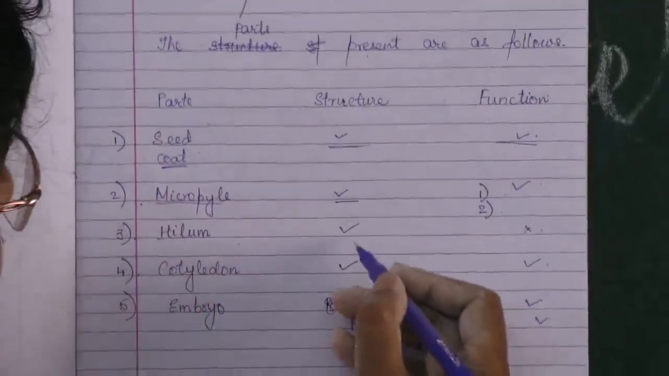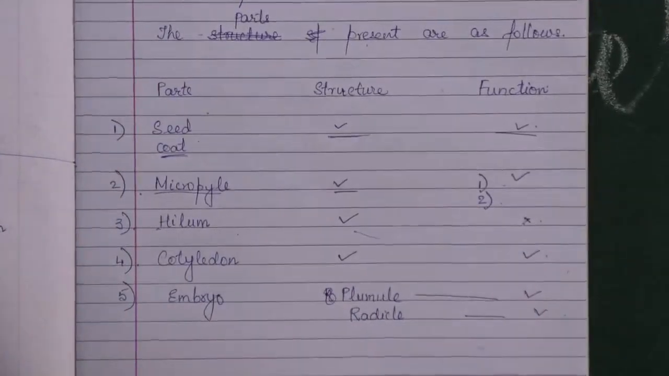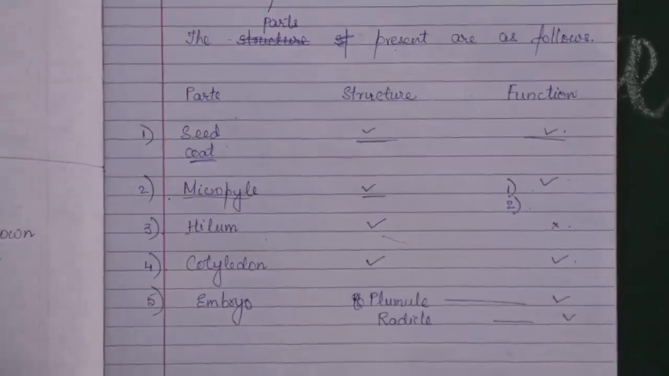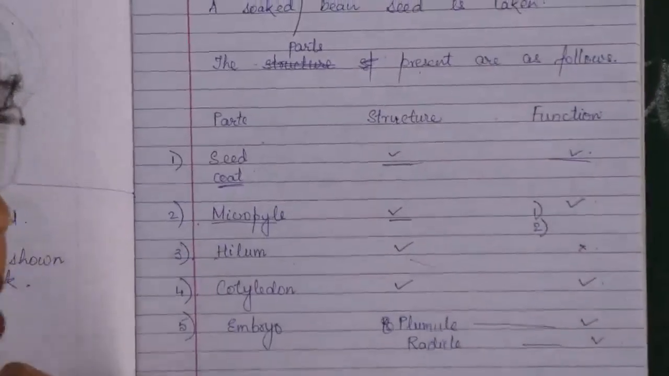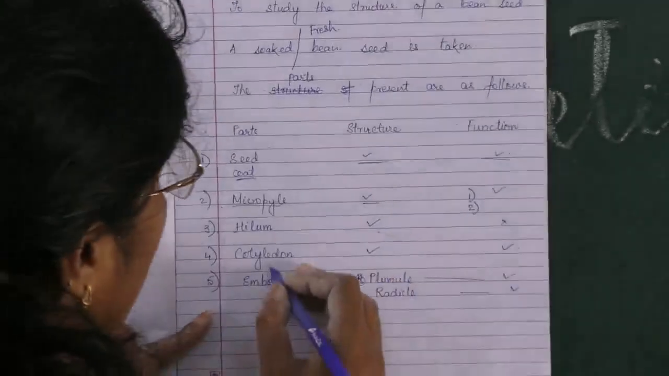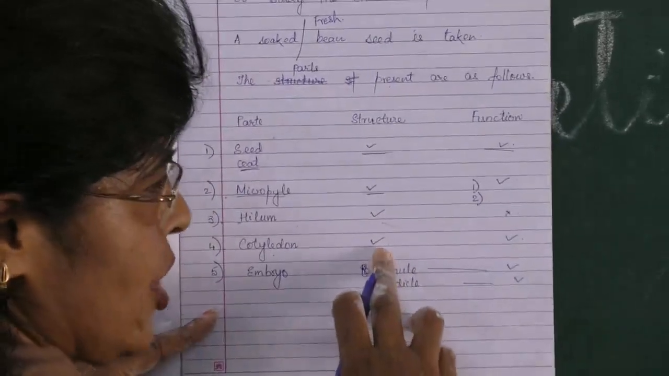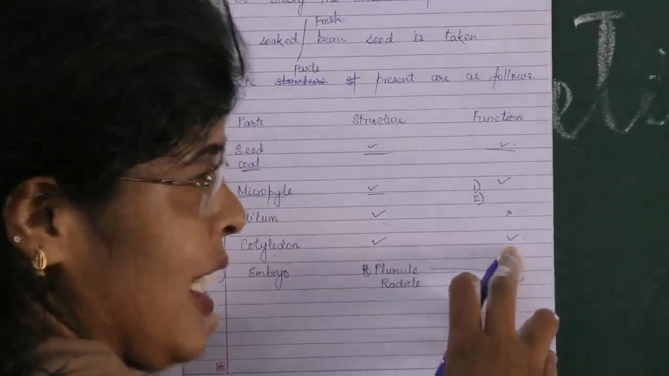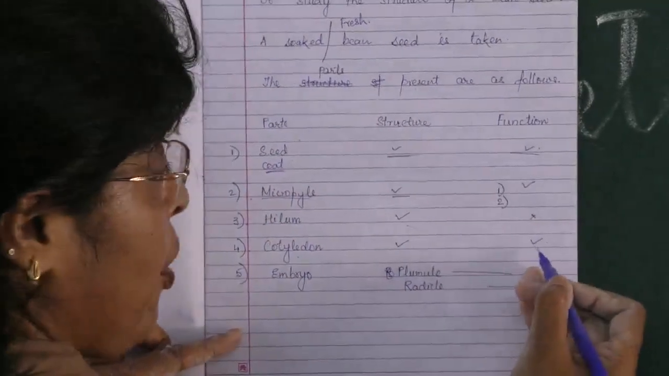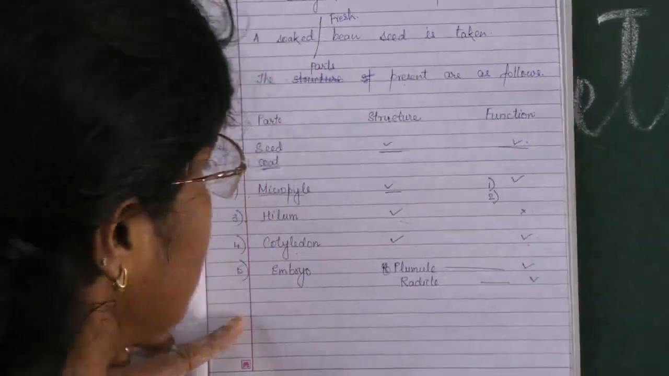Third is hilum. Structure you will write, it is a white scar, and then you don't have to write a function, or you can also write it shows the attachment of the seed to the fruit wall. You can write that. But later on, once it is separated, there is no such function. Cotyledon you will write, two fleshy structures. What is the function? It provides nourishment to the embryo. Second one you will write, it provides protection to the embryo.